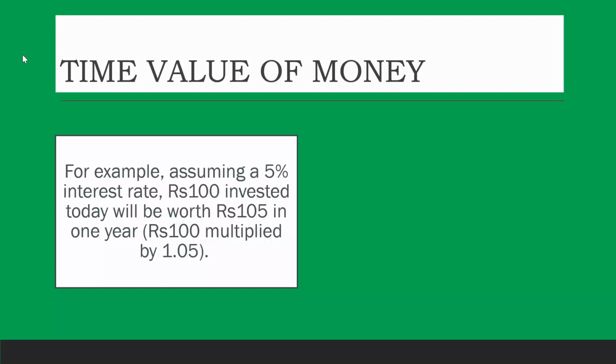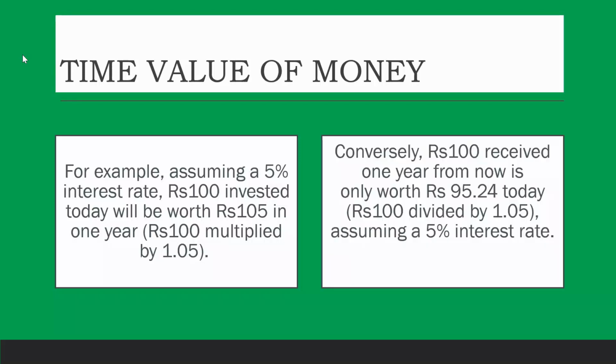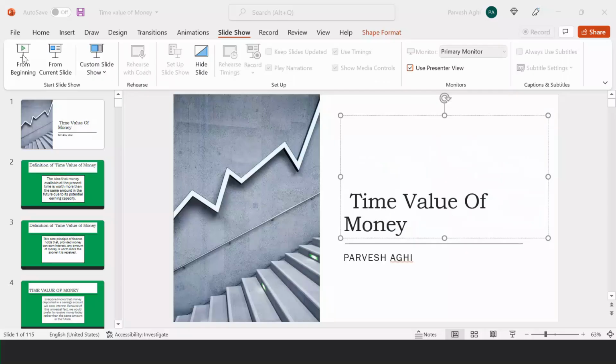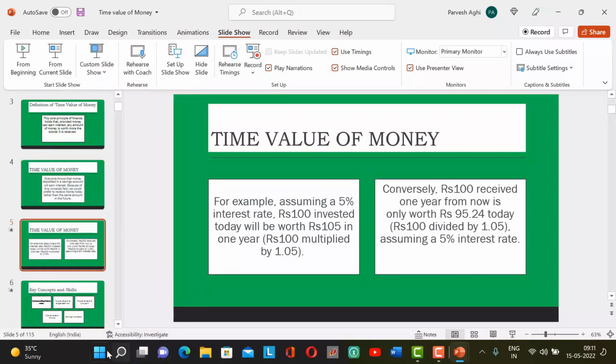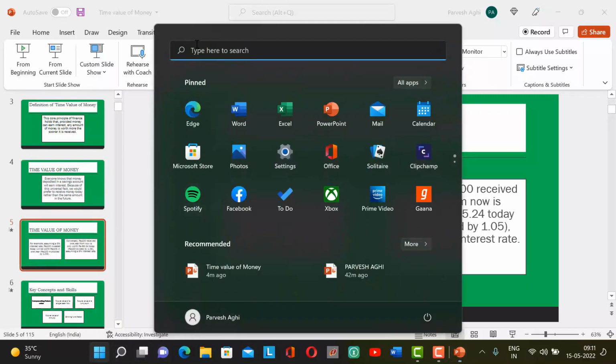If you have 100 rupees and you put the money in a bank giving you 5%, then it will become 105. You take 100 and multiply it by 1.05. So, if 100 rupees is received after 1 year, it is equivalent to 95 rupees 24 paise. How do you get it? You take 100 and divide it by 1.05. If 5% is the interest rate, if you divide 100 by 1.05, you will get 95.24. It's a simple thing, but I'm just going to show you this calculation.